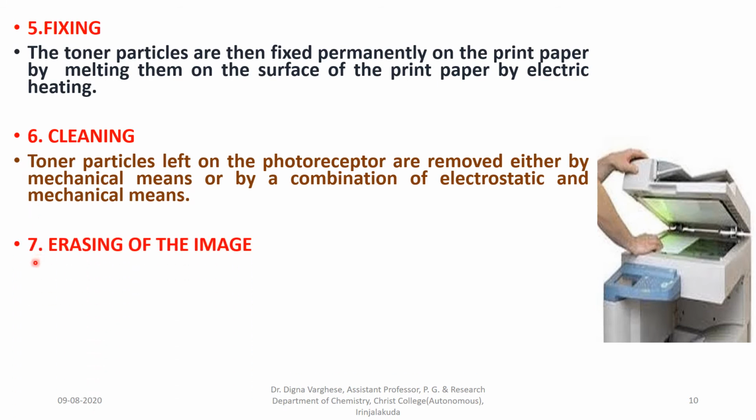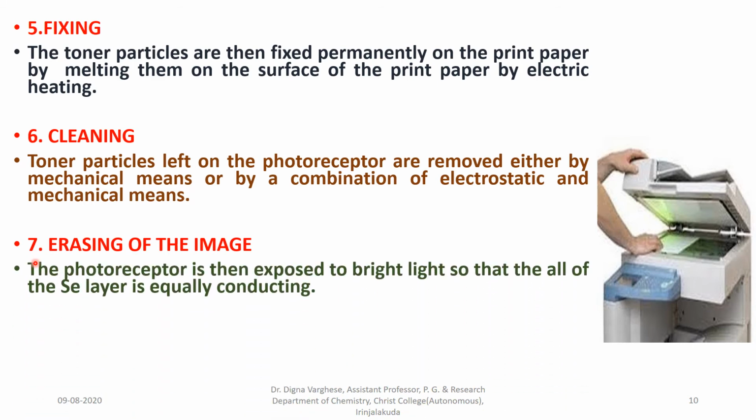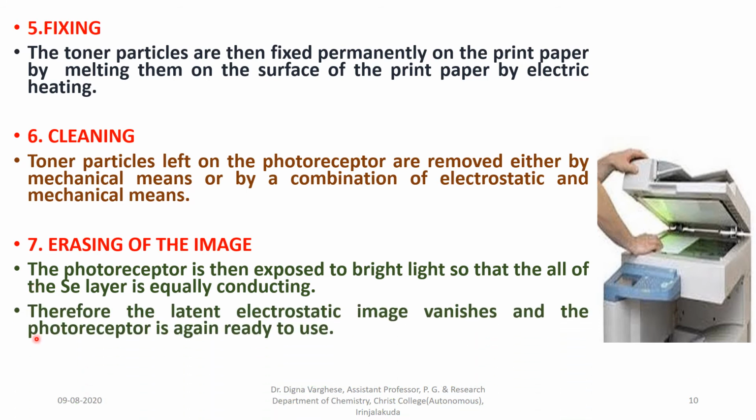And the seventh step, the last step in the photocopying process, is erasing of the image. The photoreceptor is then exposed to bright light so that all of the selenium layer is equally conducting. Therefore, the latent electrostatic image vanishes and the photoreceptor is again ready to use.